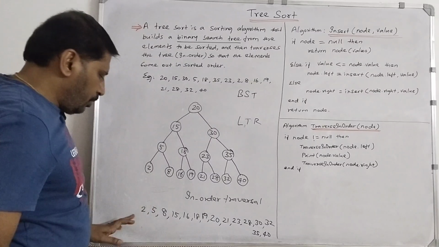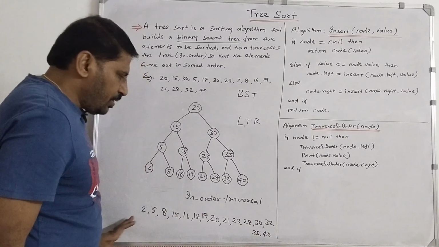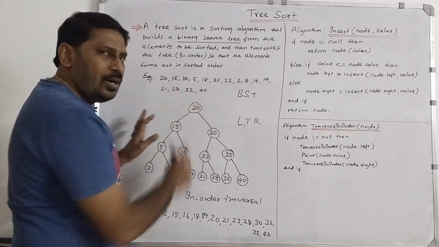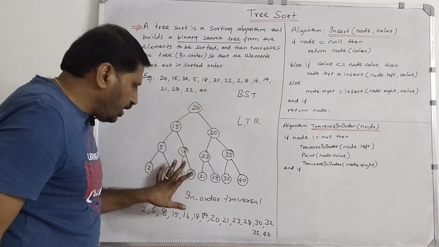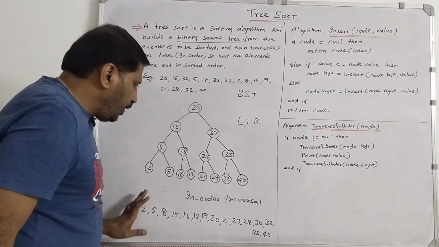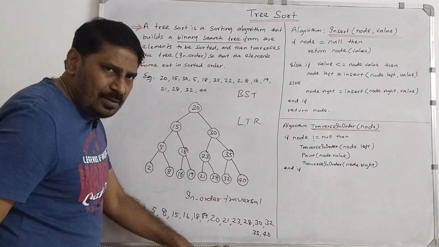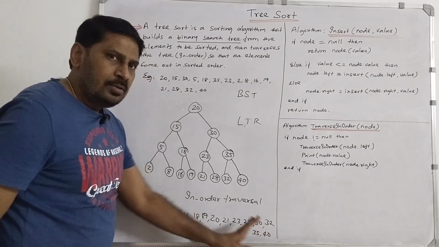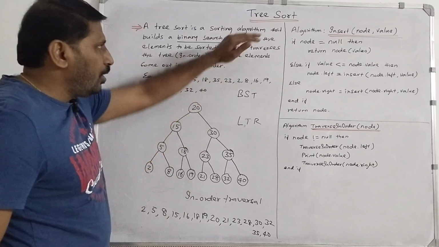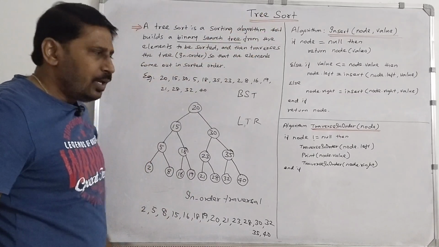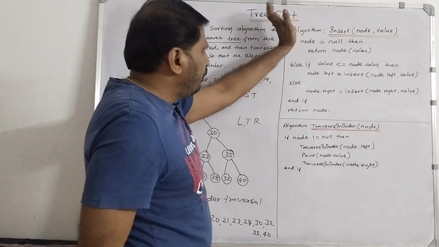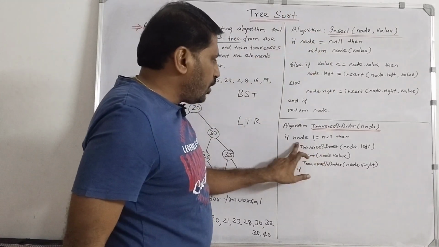So what is this? After constructing a binary search tree from the unordered list, when we go for in-order traversal, we get the numbers in sorted order. This type of sorting is called tree sort. The algorithm is also given here. In this tree sort, there are two algorithms given.